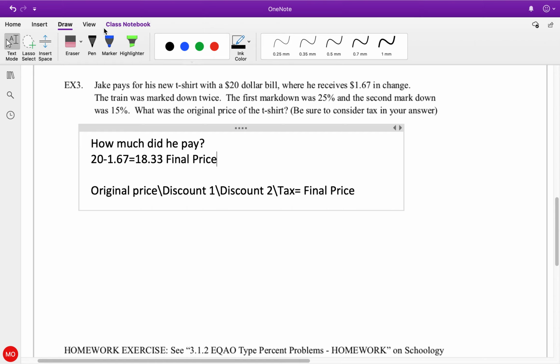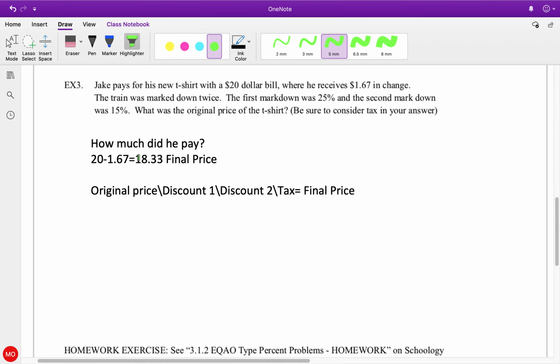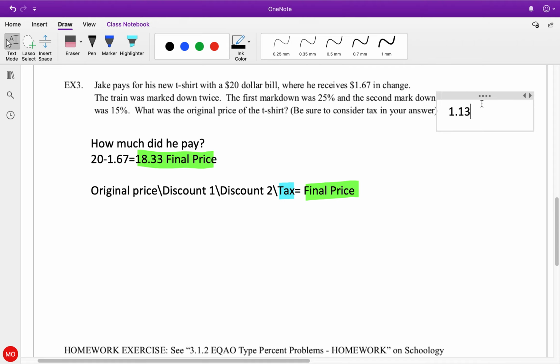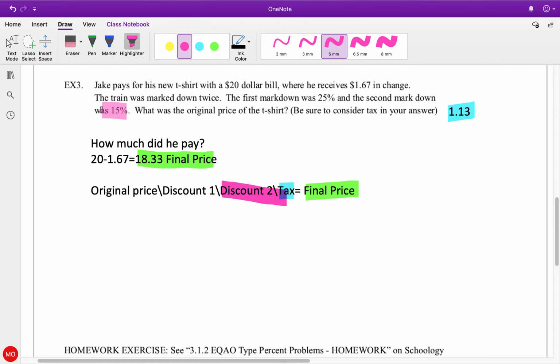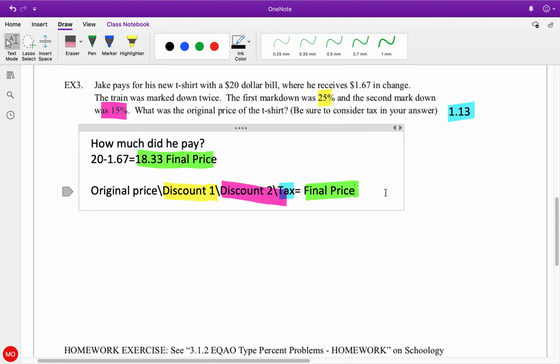So what do we know here? Well, we know our final price is this. We know tax is 1.13. 1.13 is our tax. Oops. Blue. Right. Discount 2 was this one. And discount 1 was this. Alright. Since we know all information, let's just type it in.